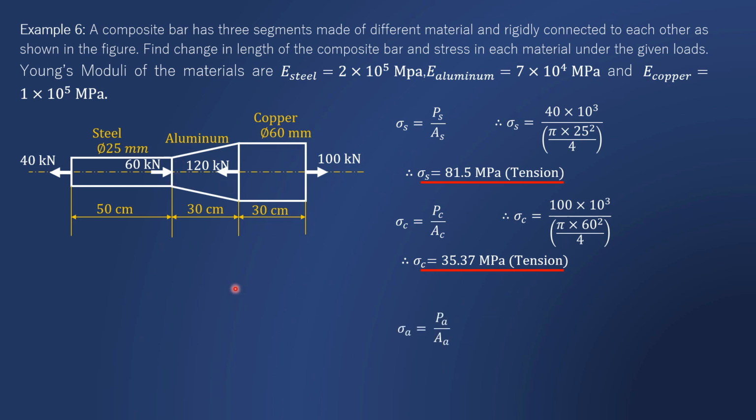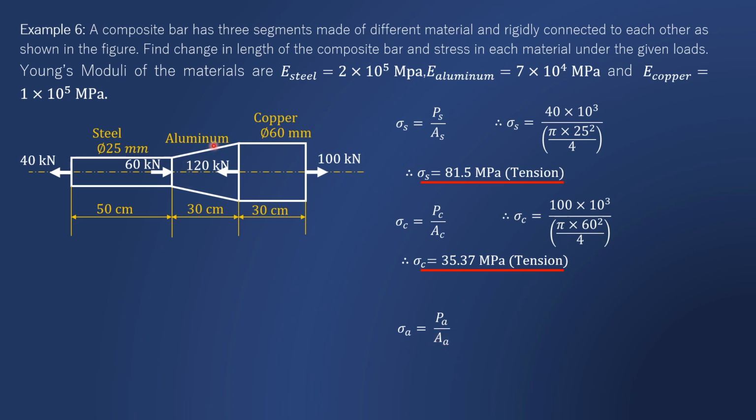And now consider the middle portion. Stress in aluminium is load on aluminium divided by cross-sectional area of aluminium. What is the cross-sectional area of aluminium? Try to understand, this is important. Cross-sectional area of aluminium is varying. Smallest area is at the left end of the aluminium and largest cross-sectional area is here. Remember, when you are asked to find stress in a member, you should think about maximum stress. So maximum stress will be where cross-sectional area is minimum. This stress will be maximum when the denominator is minimum.